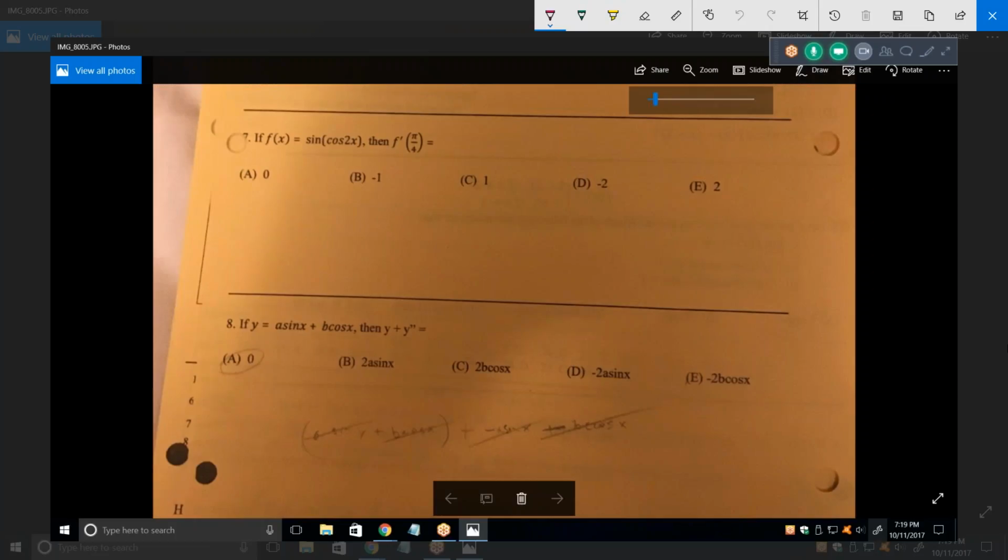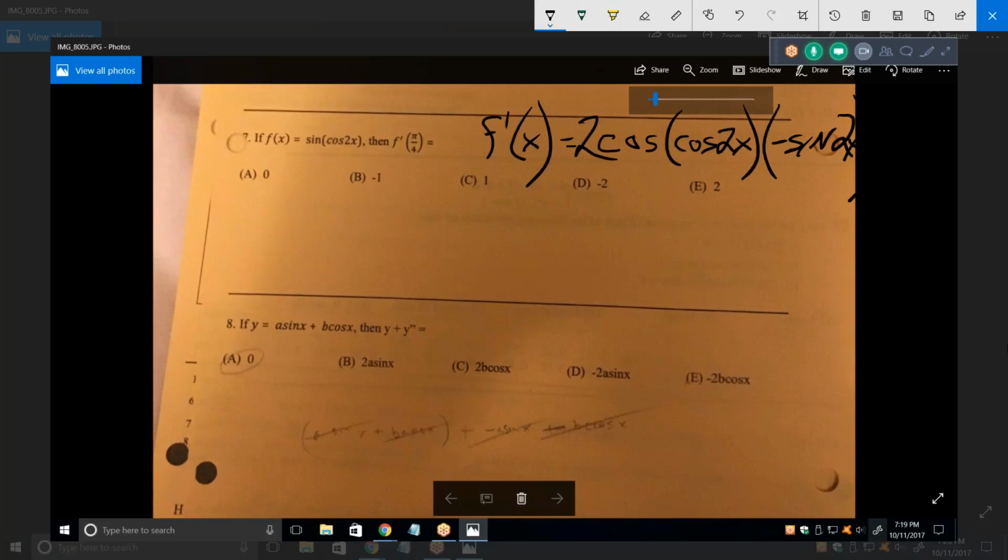All right, this one's fairly straightforward. So would it be the chain rule here? The double chain rule? Yeah, exactly. So tell me what f prime of x is. So it would be cosine of cosine 2x times negative sine 2x times 2. Yep. So I'll put the 2 there.